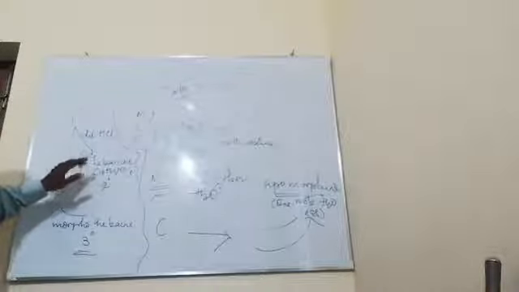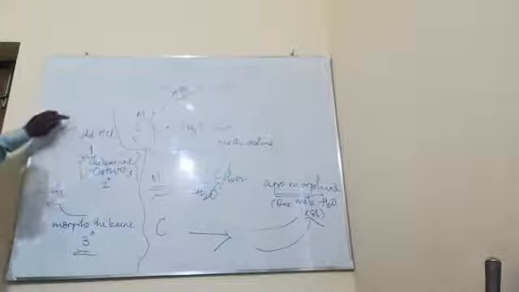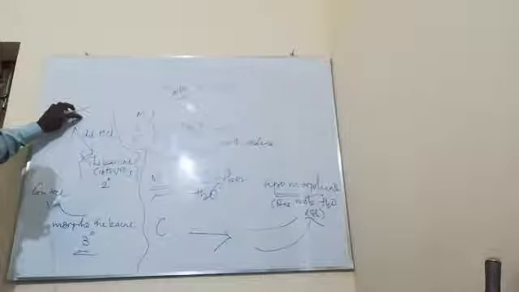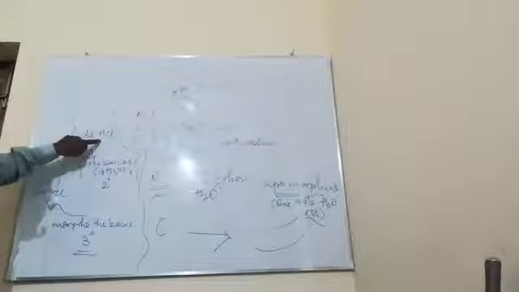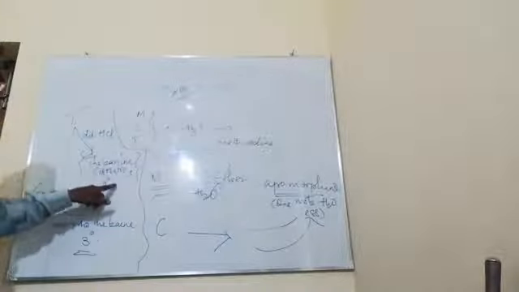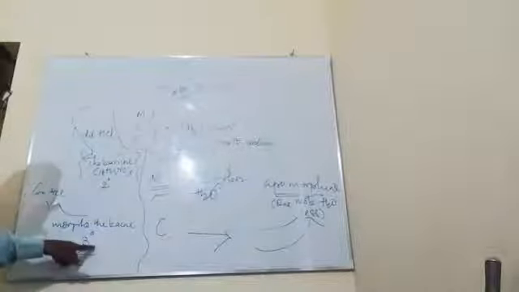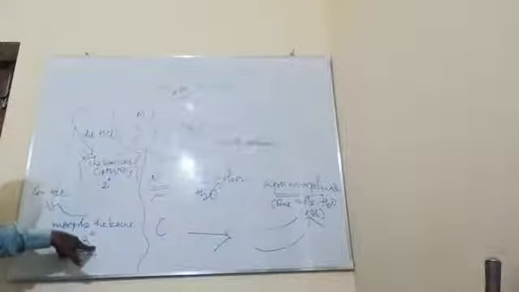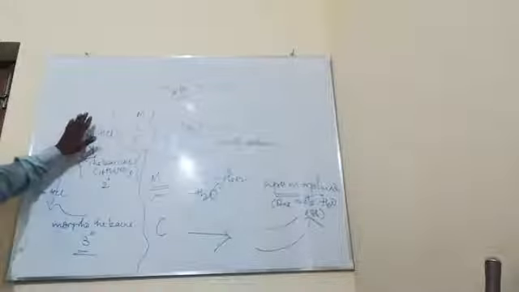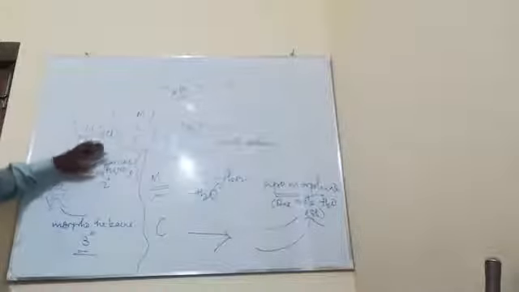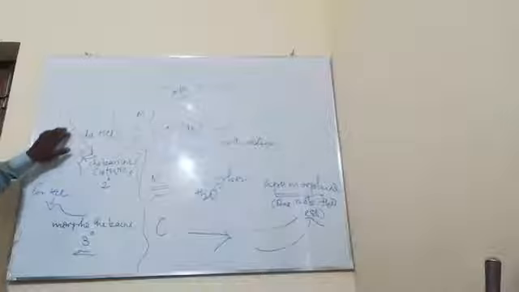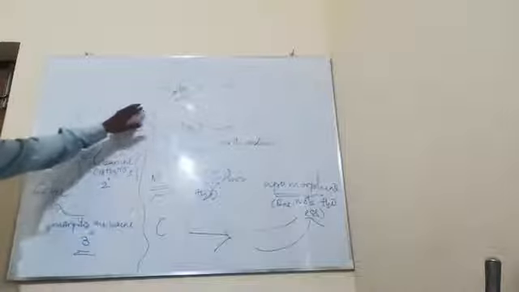This confirms that thebaine has tertiary nitrogen. The tertiary nitrogen, when treated with dilute HCl, gives the secondary one. It never gives you the tertiary again. This confirms the formation of thebenine from thebaine.